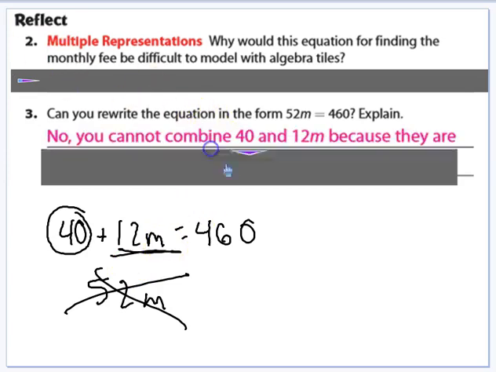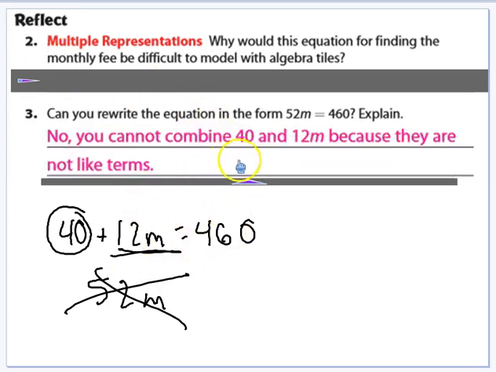Let's see what they say. No, you cannot combine 40 and 12m because they are not like terms. Boom, class. Boom. I didn't even read it before doing this. I had no clue that was the answer. I just basically said that word for word because bada bing, bada boom. All right, let's move on.